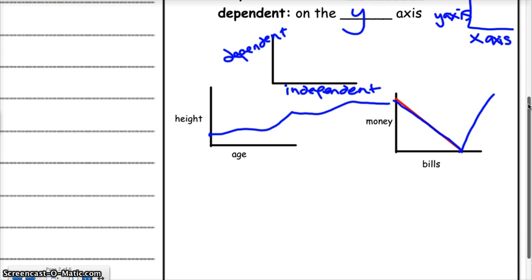I got paid for my job. All of a sudden I got money again. And then it starts decreasing. And hey, I did better this time. I had more than 0. Then I got paid again.